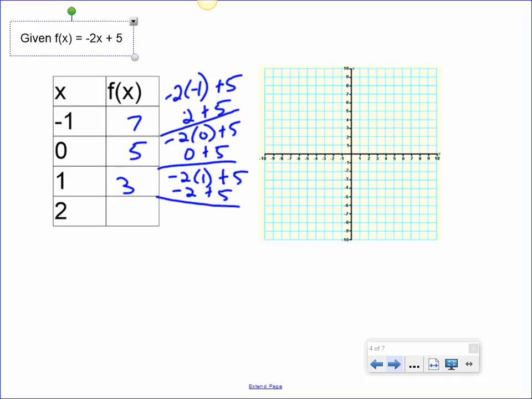In the last one, I plug in a 2. I have a negative 2 times a 2 plus a 5. Negative 2 times 2 is negative 4. Negative 4 plus 5 is a 1. Okay, so I've got a negative 1, 7. I've got a 0, 5. I've got a 1, 3. I've got a 2, 1. Again, nice, neat line. Looks like so.